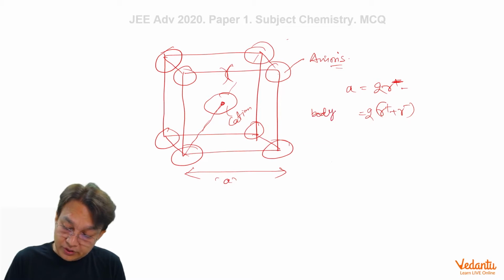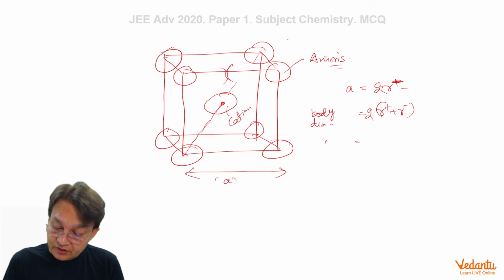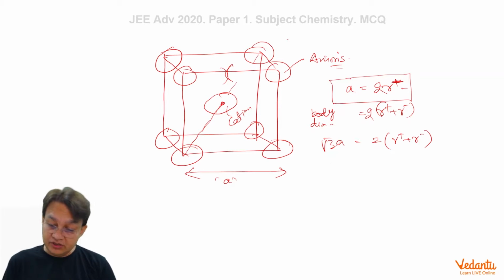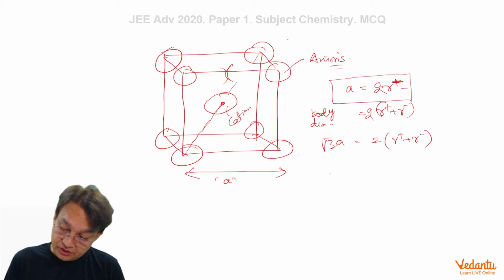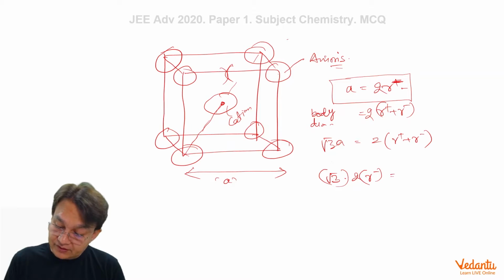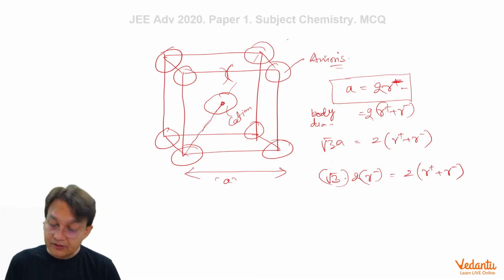And you know that body diagonal is equal to root 3a. So root 3a is equal to twice of r plus r minus, and you already know that a is equal to 2r negative. So if you substitute it here, then we have this expression: root 3 into 2 into r negative is equal to twice of r plus r minus.